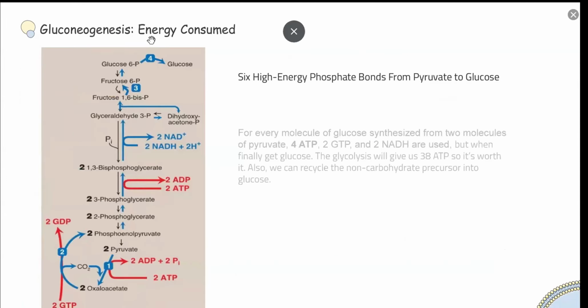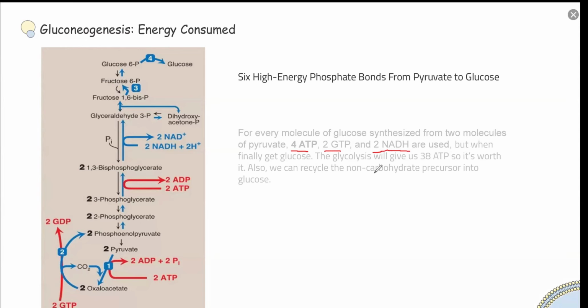Then the next thing is that gluconeogenesis is an energy-consuming process. Six high-energy phosphate bonds from pyruvate to glucose are utilized. At this stage, 4 ATP are utilized, 2 GTP are utilized, and 2 NADH are also used. But finally, when the glucose is obtained, glycolysis will give us a total of about 38 ATP. So it is worth it.